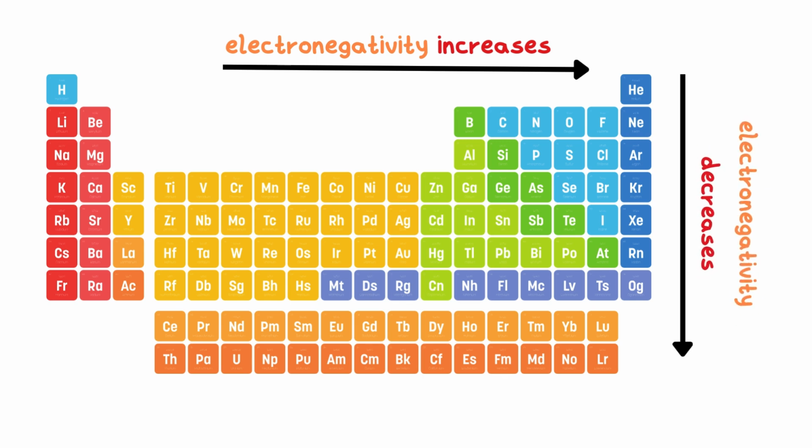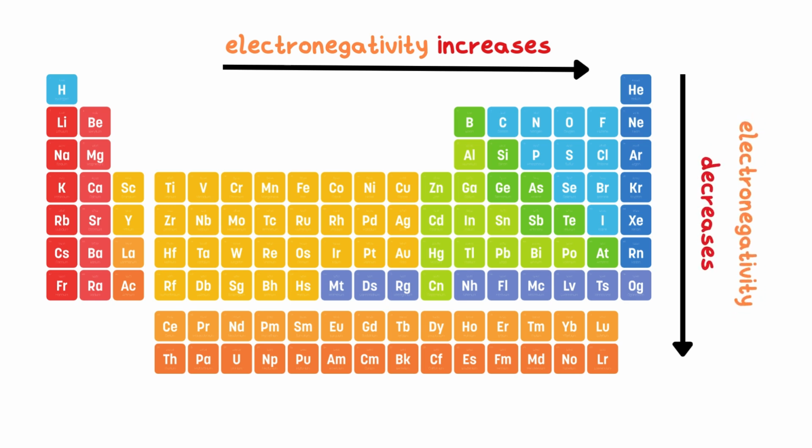And if we move from top to bottom across a group, the electronegativity decreases. Why? Because as we go down the group, more energy shells are added. This will cause the outermost electrons to be further away from the nucleus, reducing the attraction. Also, inner electrons will shield the outermost electrons from the nuclear pull, which weakens the attraction for the bonding electrons.